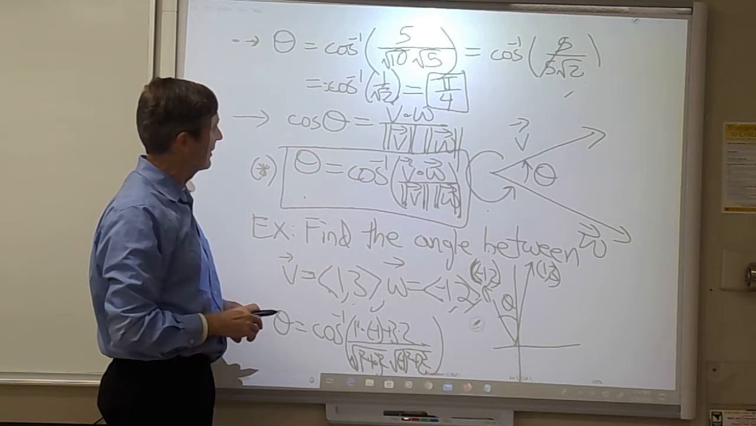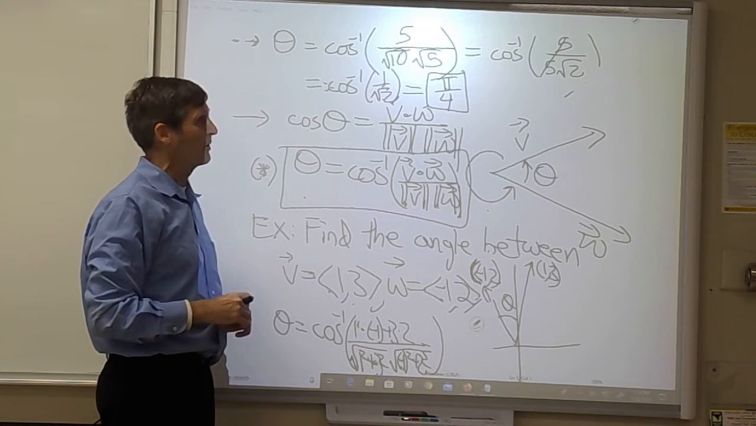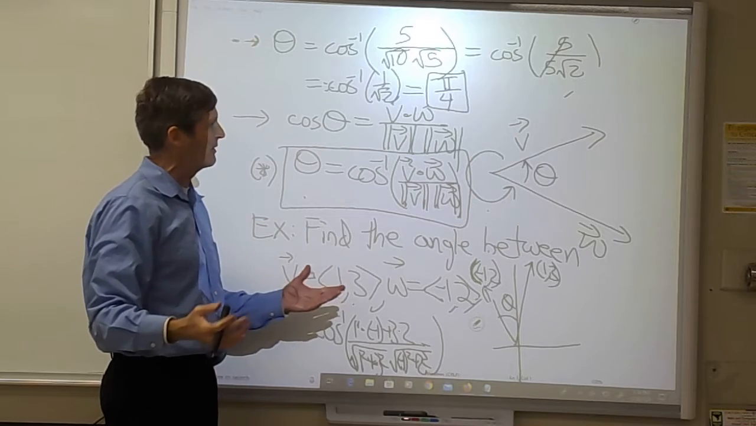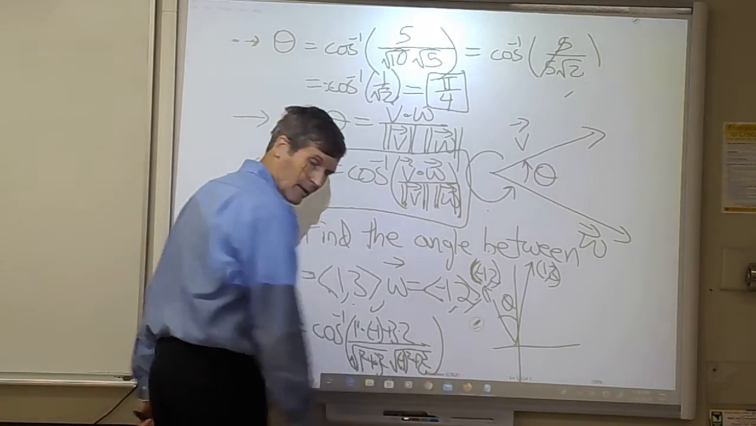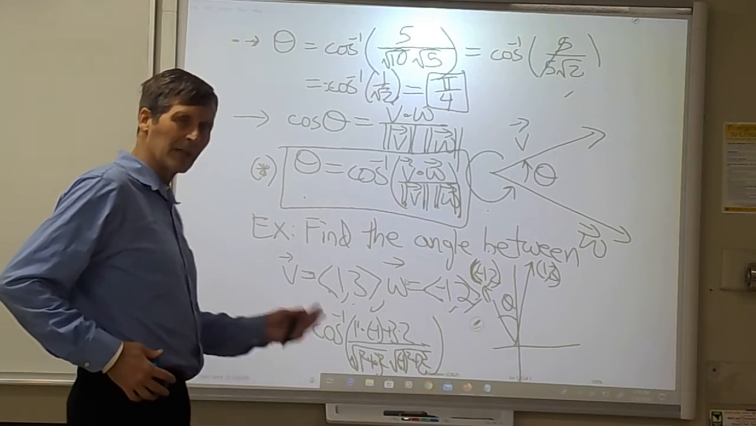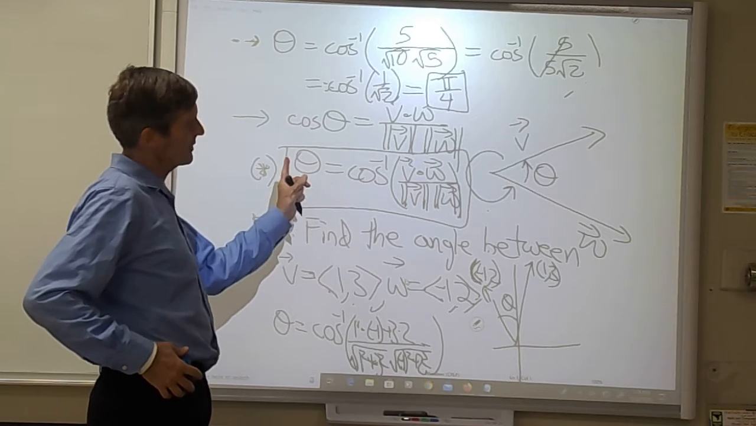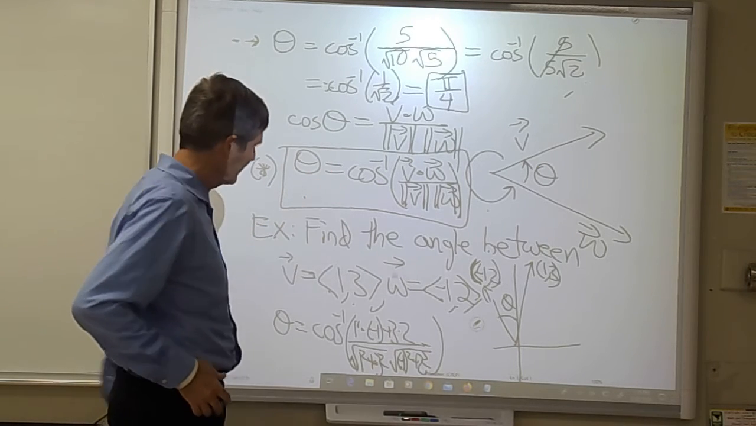So this is one of the nice things about geometry. In higher mathematics, it is actually used to define what we mean by an angle between vectors. This is how you make it rigorous.